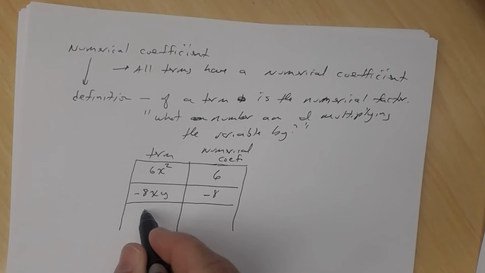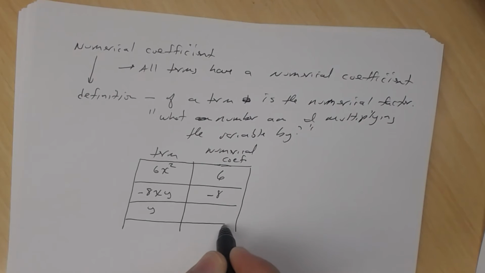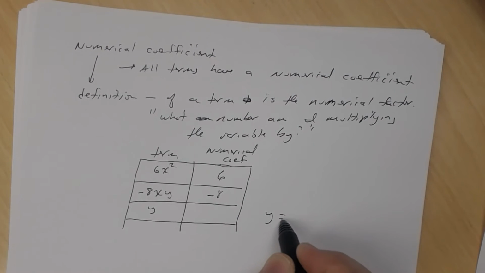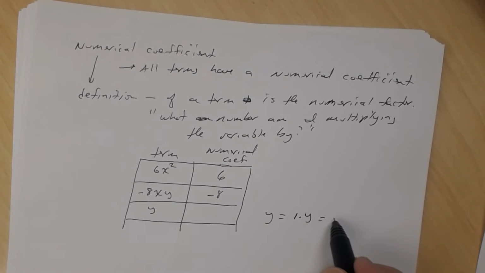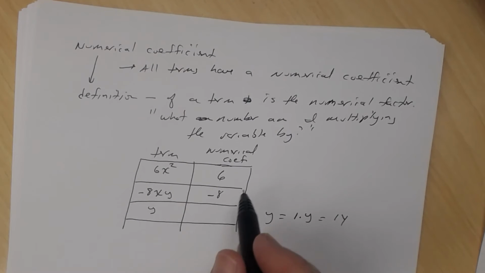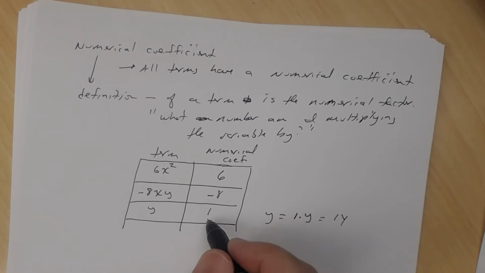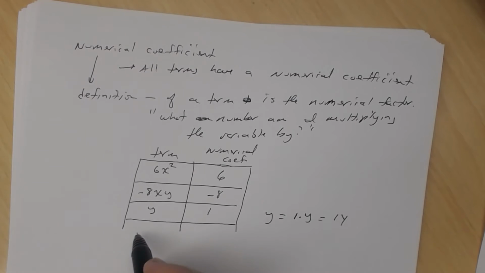All right, what if you just had, let's say, y? Now when you think of this y, you may say, well, there's no coefficient there. I don't see a number. You're right, you don't see a number, but it's understood to be a 1. Isn't 1 times y the same as y? So this is just kind of like 1y. So the numerical coefficient is 1. So if you don't see a numerical coefficient in front, it's understood to be a 1.